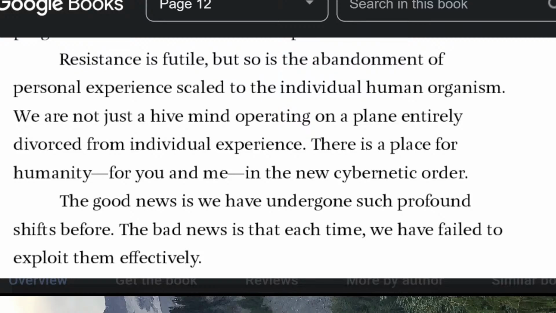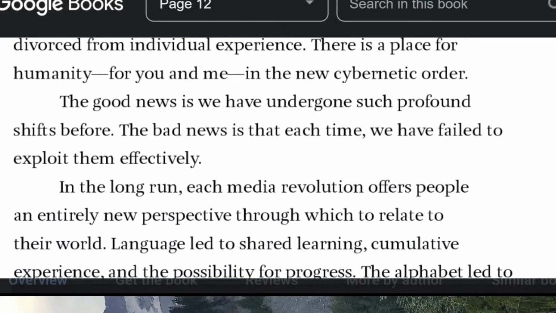So let me go back. Resistance is futile, but so is the abandonment of personal experience scaled to the individual human organism. Resistance is futile is what the Borg say if you watch Star Trek. We are not just a hive mind operating on a plane entirely divorced from individual experience. There's a place for humanity, for you and me, in the new cybernetic order.